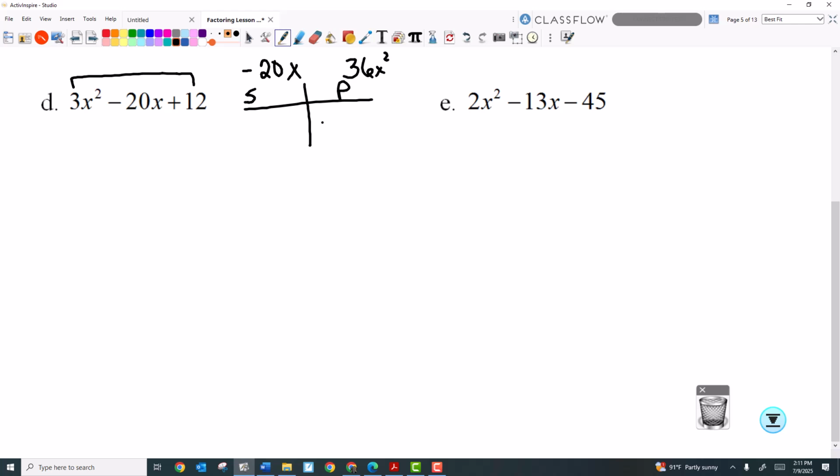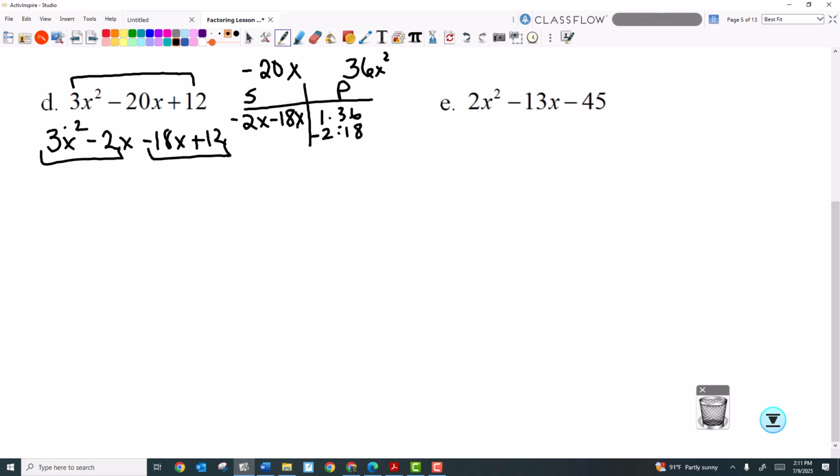So I want to know what multiplies together to give me 36. So I just kind of think 1 and 36, no, 2 and 18, yes. Now if that wasn't it, I would have kept going. But in order to give me a negative 20, I would need a negative 2 and a negative 18. So it would be negative 2x and negative 18x. So I bring down the 3x squared, replace the 20 with negative 2x minus 18x, bring down the 12.